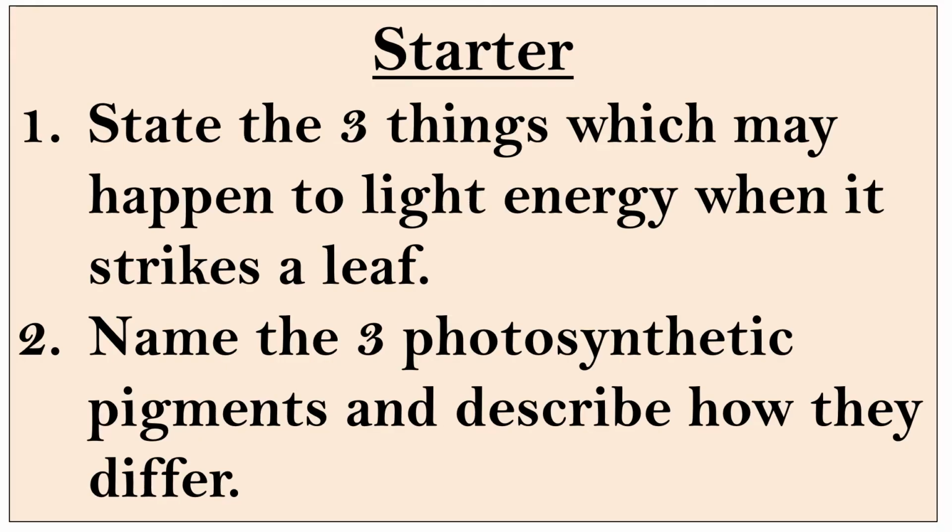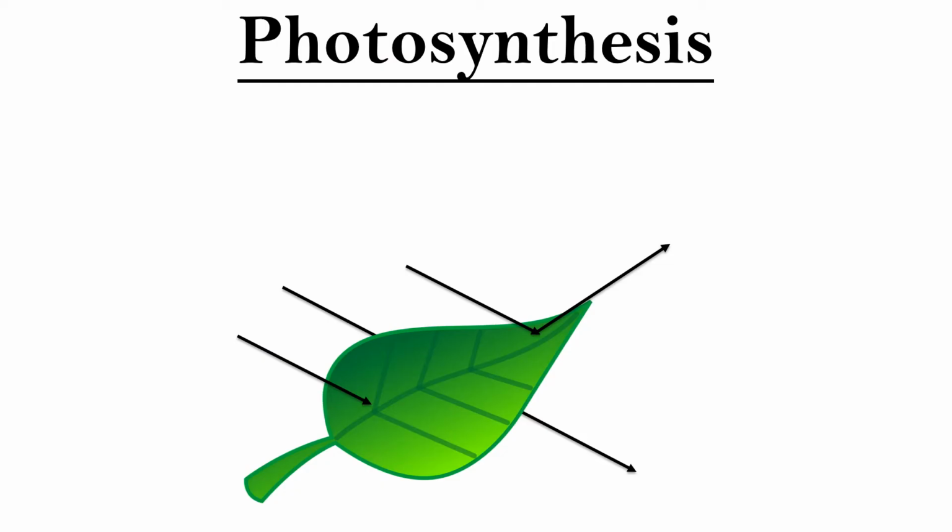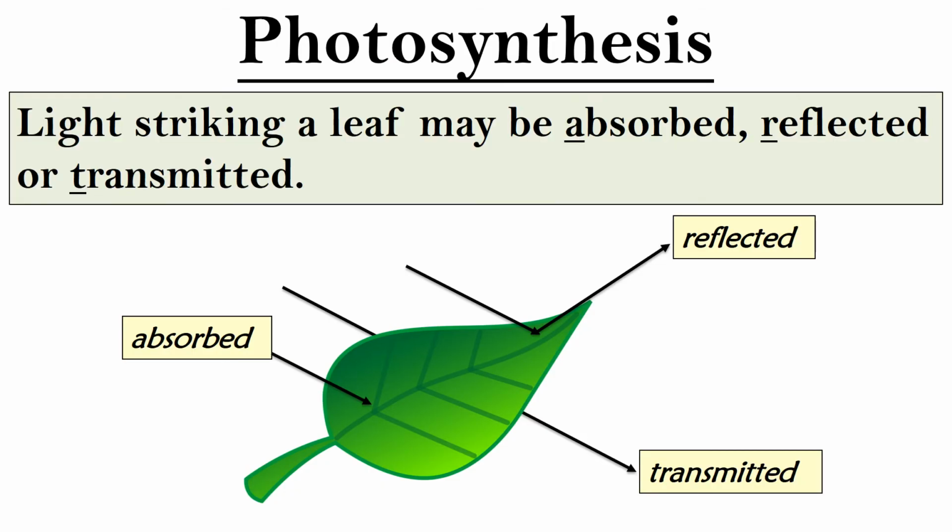So, revision from the last lesson. Try these, numbers 1 and 2. Press pause. So first one, light that strikes a leaf can either be absorbed, reflected or transmitted, ART.